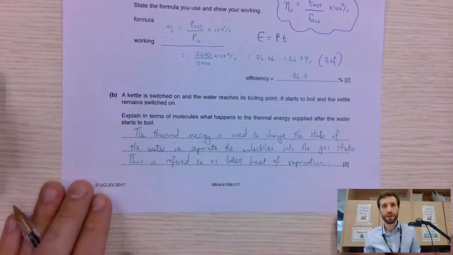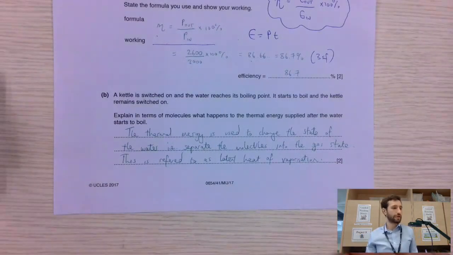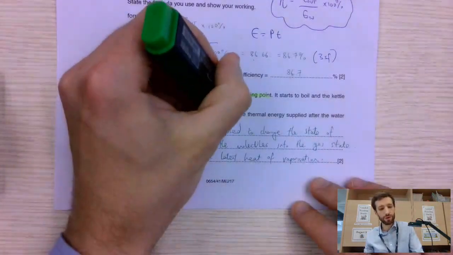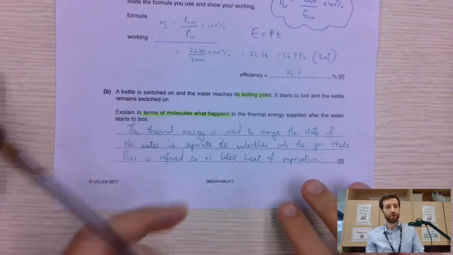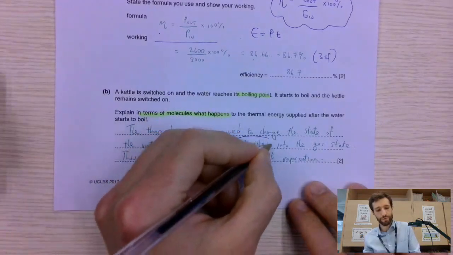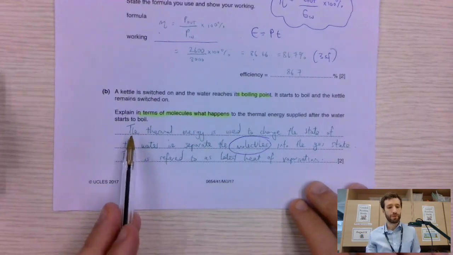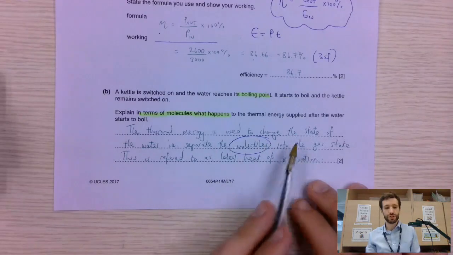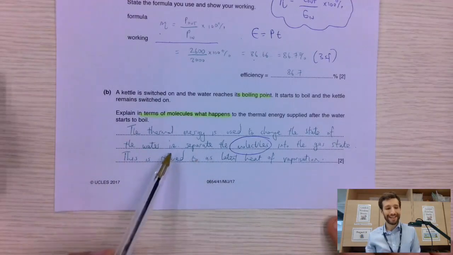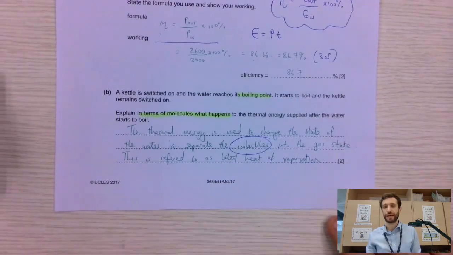Let's look now at our question about the kettle. Switched on, water reaches boiling point. It starts to boil and the kettle remains switched on. Explain in terms of molecules what happens. What that really means is use the word molecules in your answer. So I've gone straight in and circled my word molecules there. The thermal energy is used to change the state of the water, which means it is used to separate the molecules into the gas state.